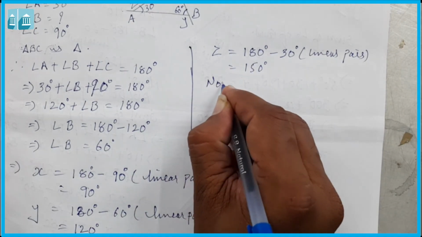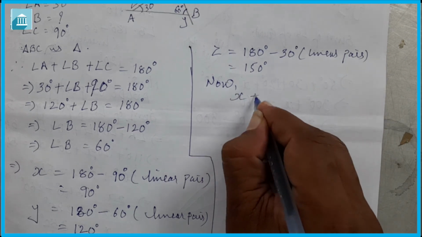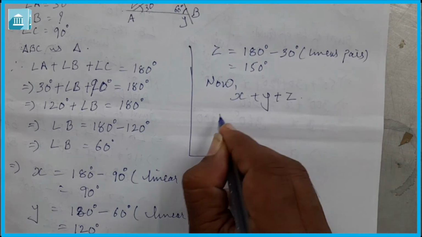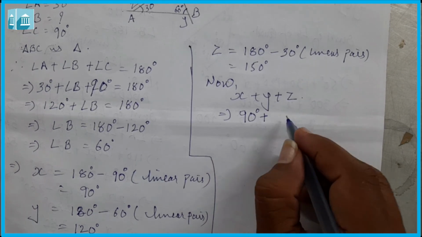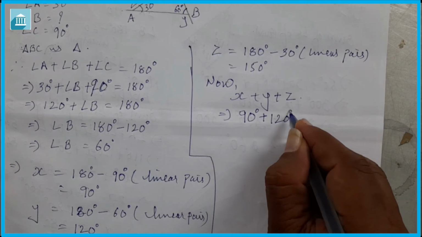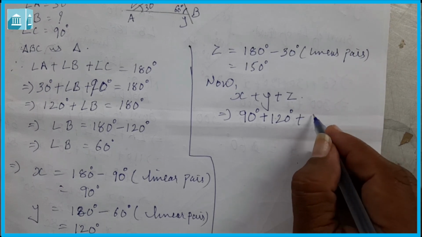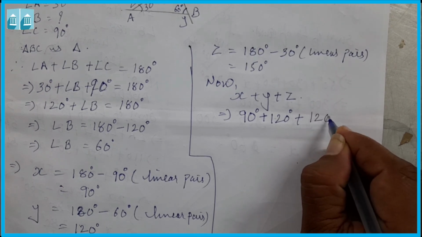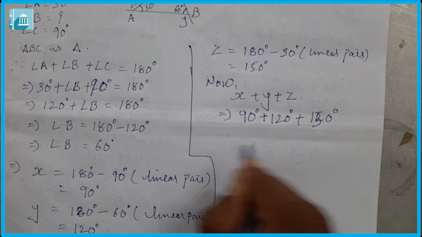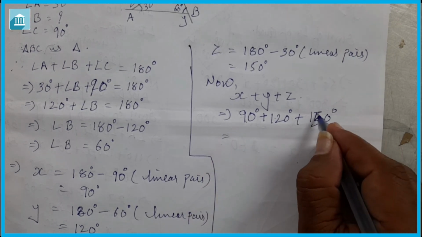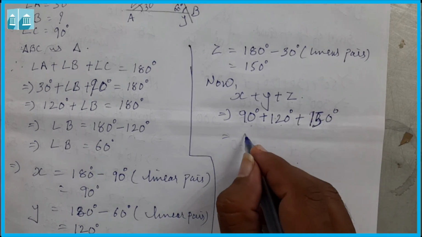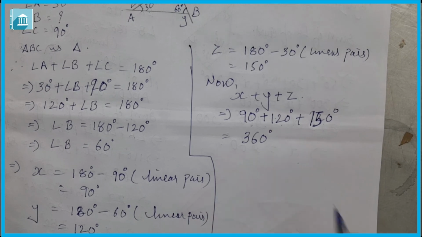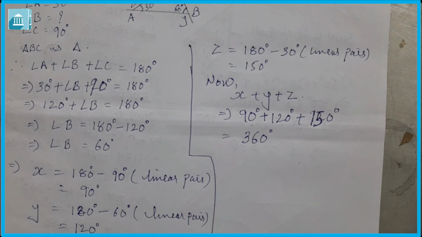Now what we have to find out is x plus y plus z. So x we got 90 degrees plus y we got 120 degrees plus z we got 150 degrees. 90 plus 120 means 210, plus 150, that is 360 degrees. So x plus y plus z is equal to 360 degrees.